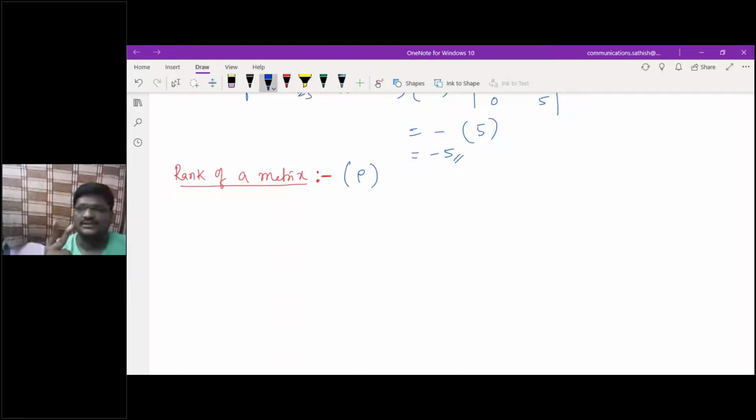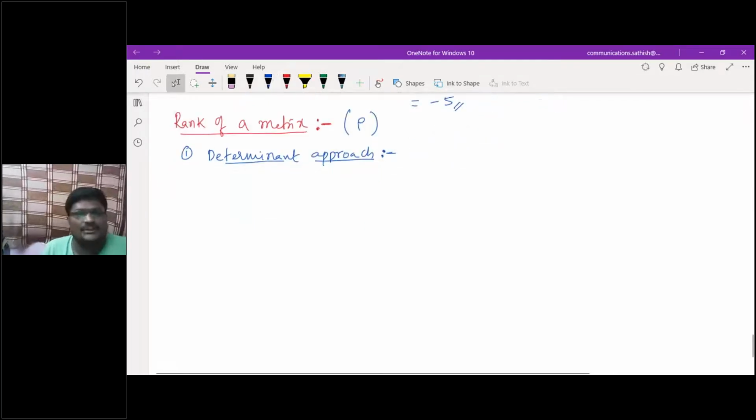So here I will give you two approaches for finding the matrix rank. The first one is the determinant approach. Try to listen properly. With an example, I will explain to you. I am giving the determinant approach here. So I'll try to explain with an example. Let me take two matrices.